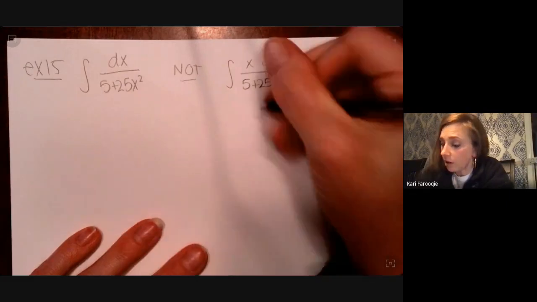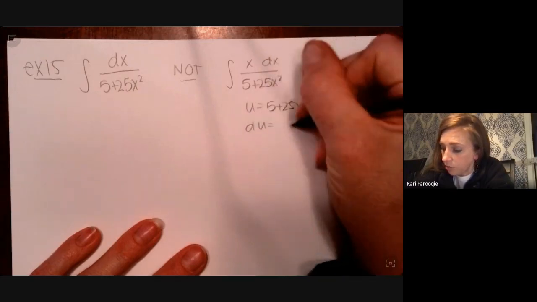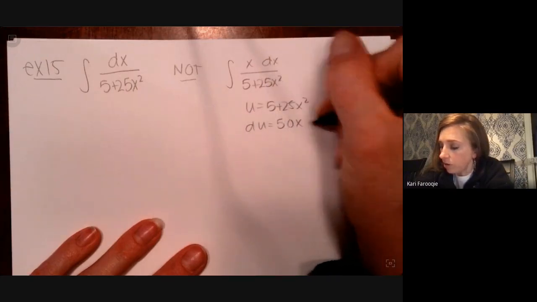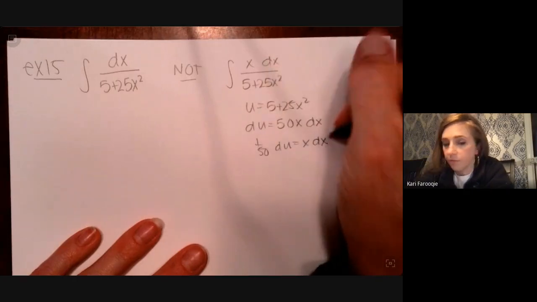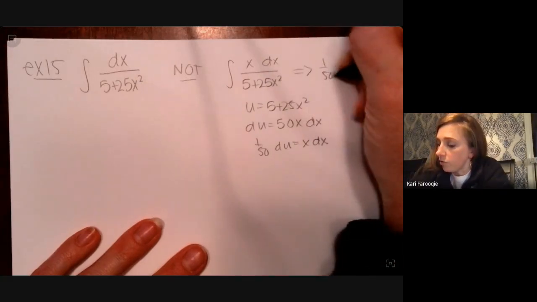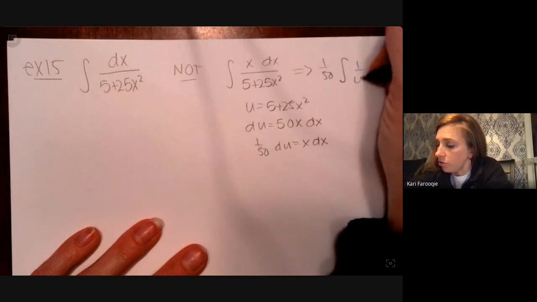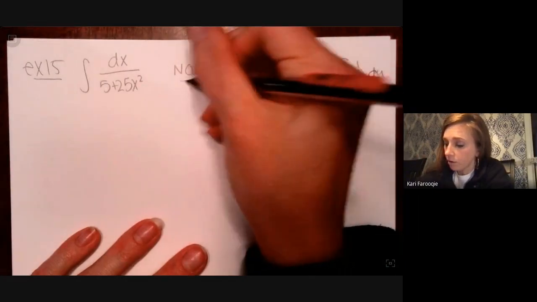If I had this, I would say u is the denominator, du is 50x dx, and 1/50th du is x dx. And then I would make a u substitution, and I would say, okay, I have 1/50th times the integral of 1 over u du. And that would be very straightforward. I would have 1/50th times the natural log of 5 plus 25x squared plus c. But I don't have that. So I don't have this.